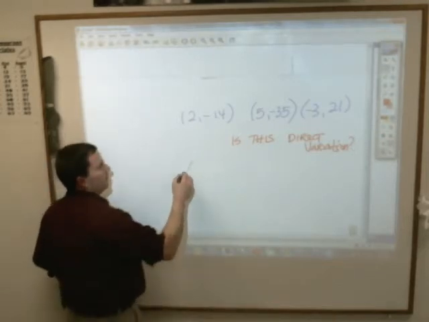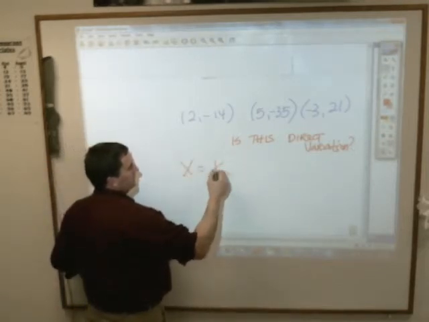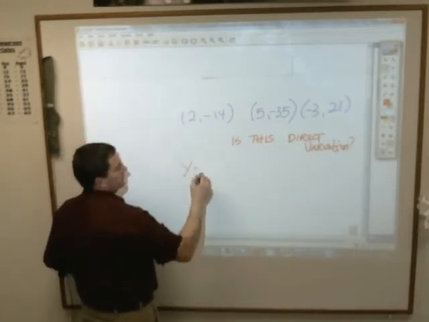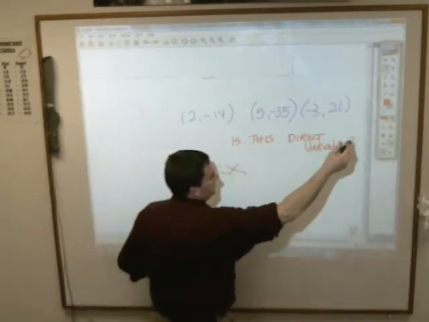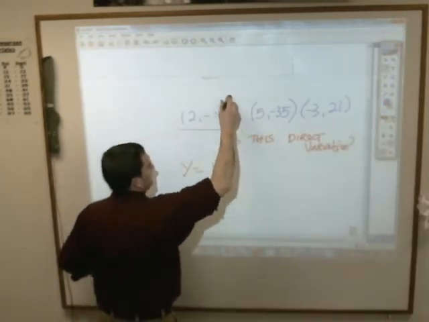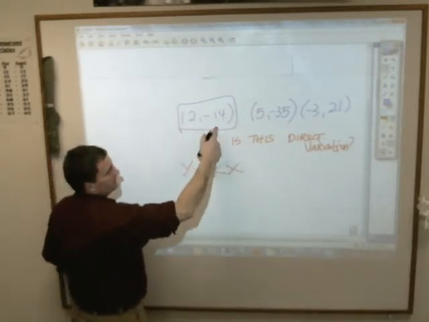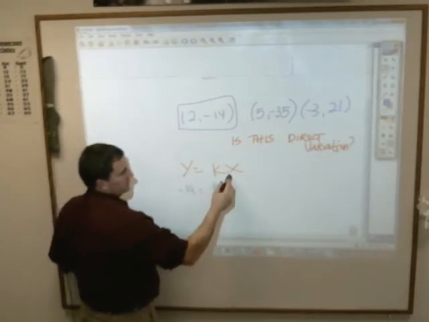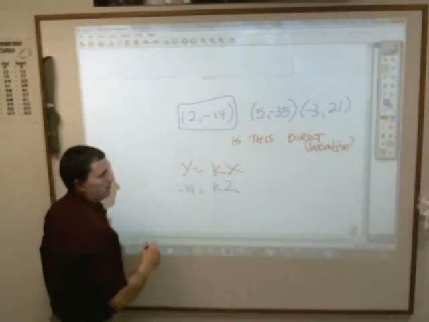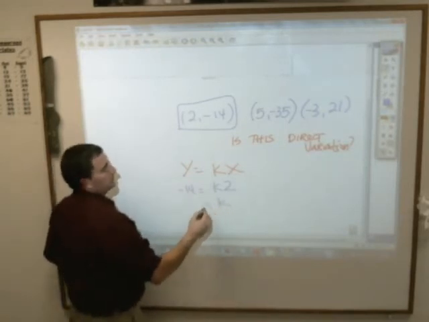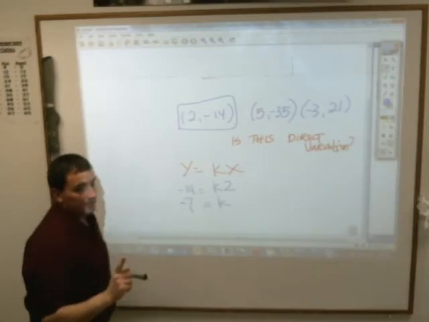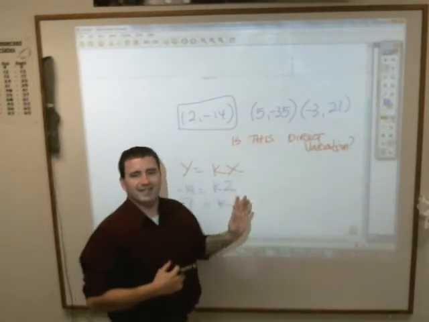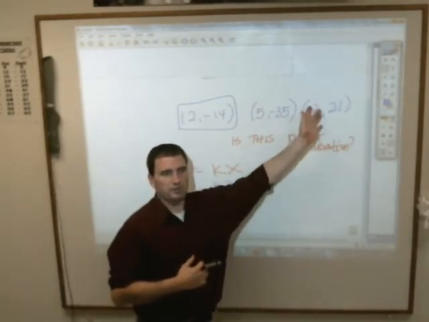Think about your formula. Y equals kx. If I take one of these points and put it in for y and x, what do I have here? Y is negative 14, x is 2. What does k equal? The constant of variation would have to be negative 7. In order for this to be direct variation, you have to get negative 7 for all the other points as well.